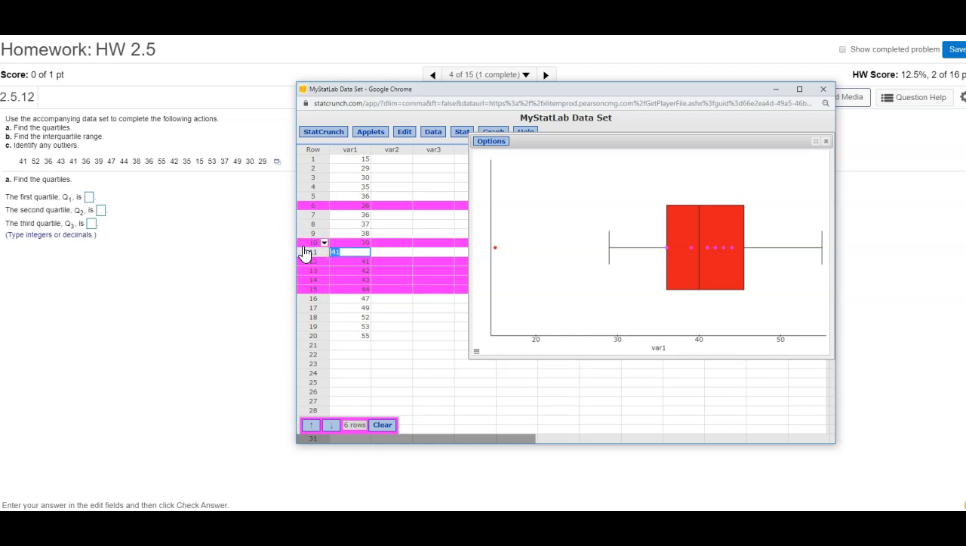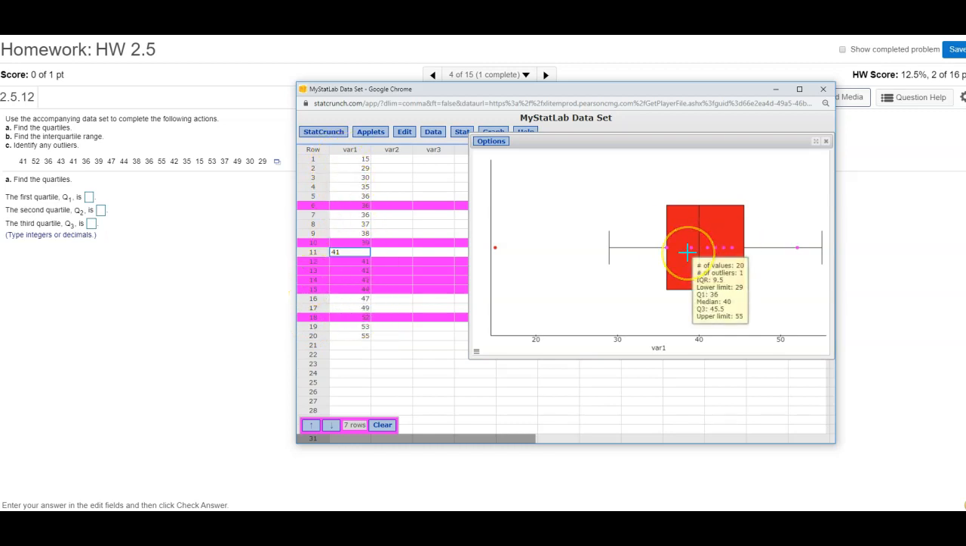And remember, if you have an even number of values, you add both middle numbers and divide by 2. So in this case, I have 39 plus 41 divided by 2, which gives me 40. So my median is 40, and I have 50% of the data before the median. And my Q3, the third quartile, is 45.5. So somewhere here, I'm guessing, and I have 75% of my data before that.